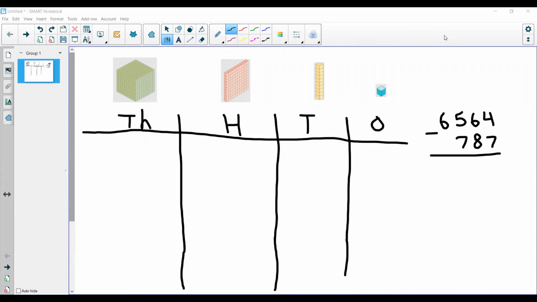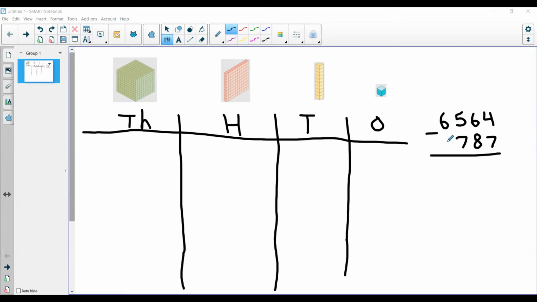I'm going to teach you how to do 4-digit subtraction with regrouping. Our example is 6,564 minus 787. The top number is called the minuend. This is the number you are subtracting from. The bottom number is called the subtrahend. This is the number you are subtracting or taking away.